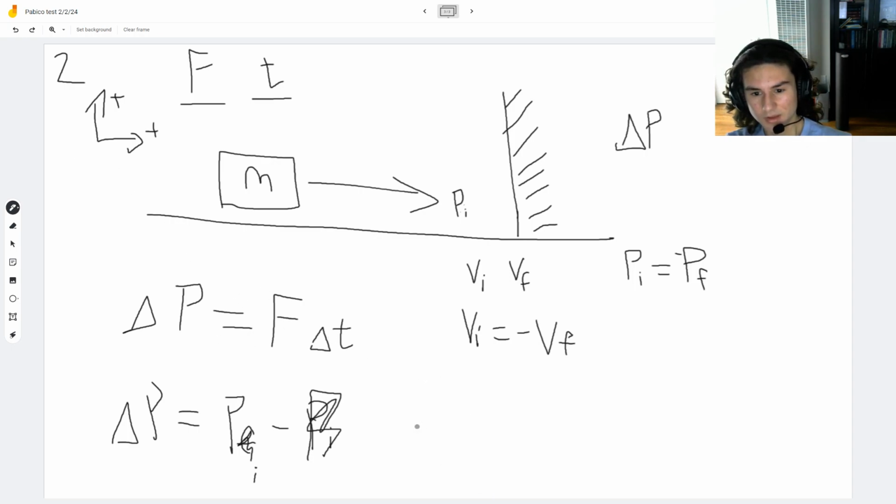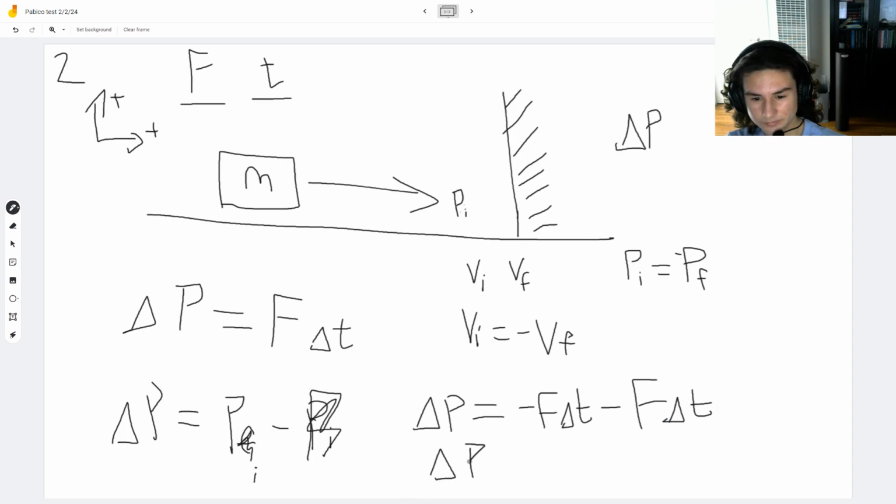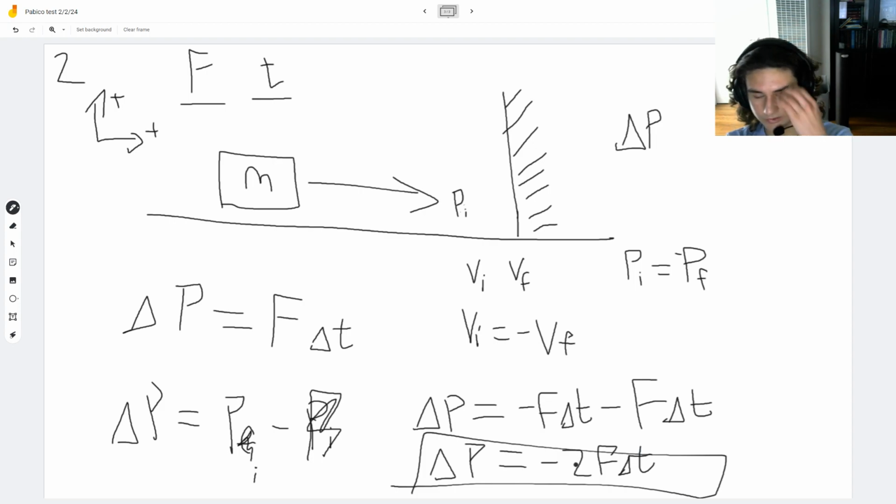and then it ends with a P final of negative F delta T. So the overall change in P by the wall, if this is positive, is going to be P final, which is negative F delta T, minus P initial, which is F delta T. So the total change in momentum is negative 2 F delta T. That makes sense if this is our positive direction, because the wall is pushing the box enough to stop it and then pushing it enough to send it back at exactly the same speed, except in the opposite direction. So it's negative 2 F delta T.